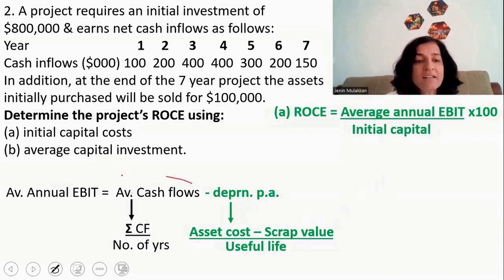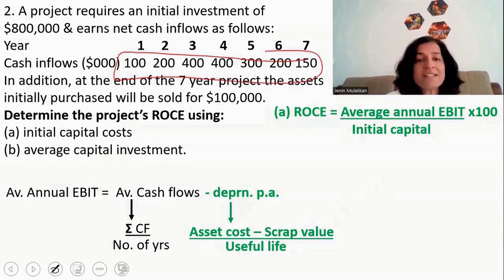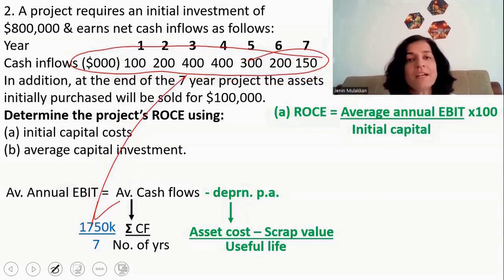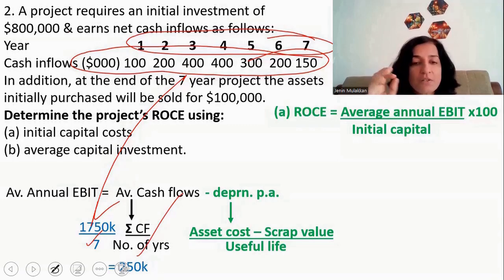So we will first calculate the average cash flows, that is sigma cash flows divided by number of years. So if you total all the cash flows, that is sigma cash flows, you will get an amount of 1,750,000 or $1.75 million. And what is the number of years? The number of years is 7. So divided by 7, you get the average cash flows as $250,000.